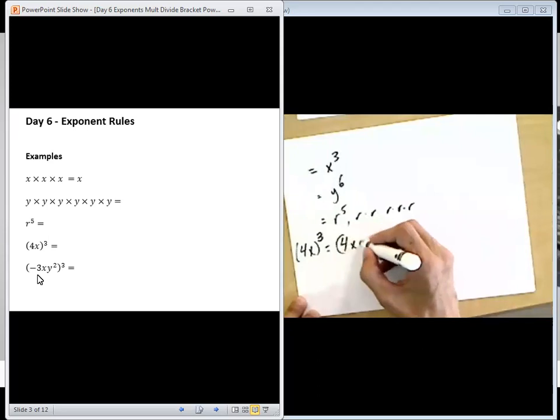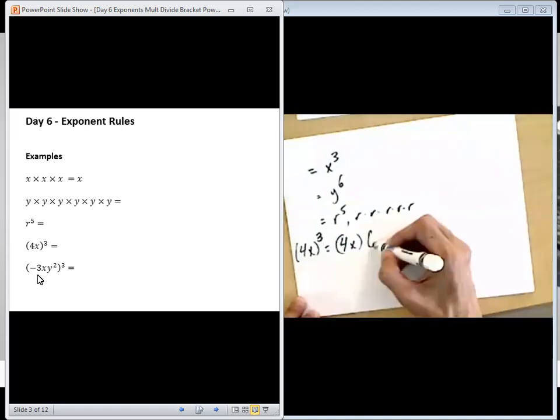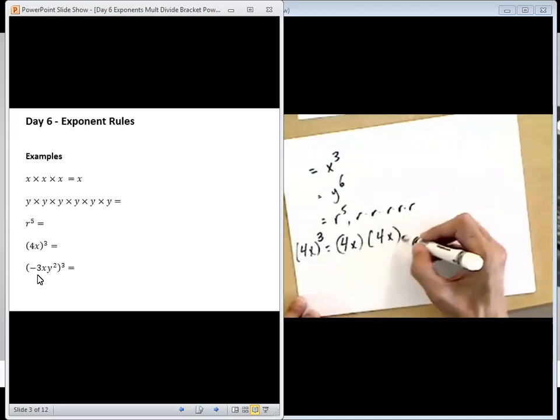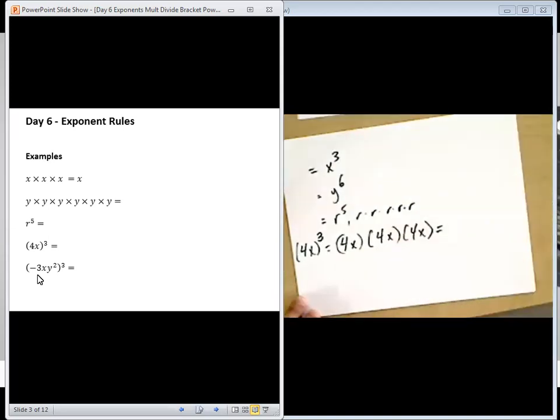X to the 3, whatever to the 3, means there are 3 of these things multiplied together. So that's 1, that's 2, that's 3. This is what pops out in your brain when you look at this. And this is nice to visualize in your head, because then you can start thinking about the different parts. The number part.